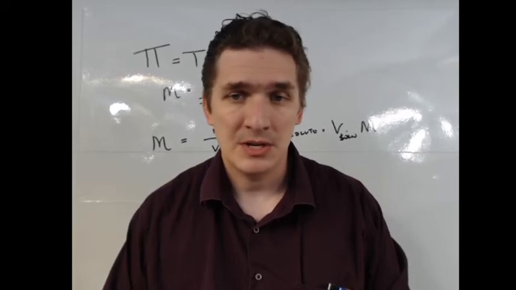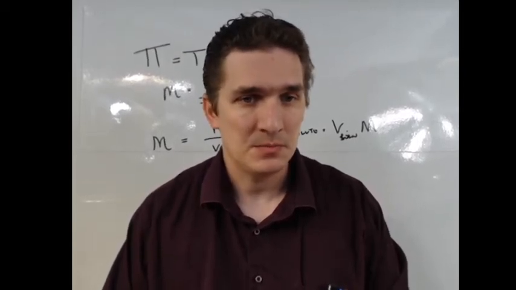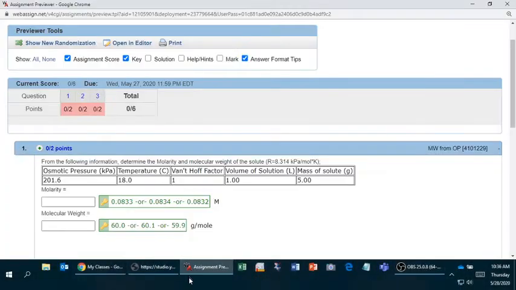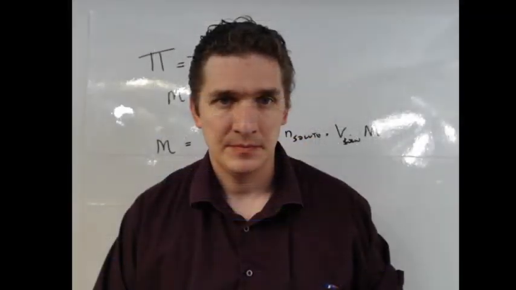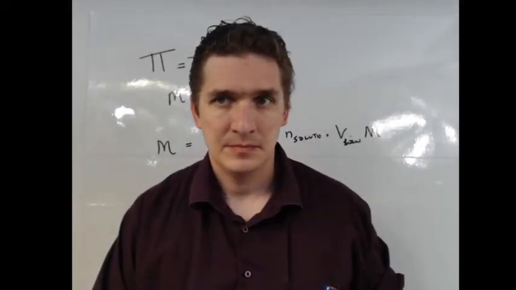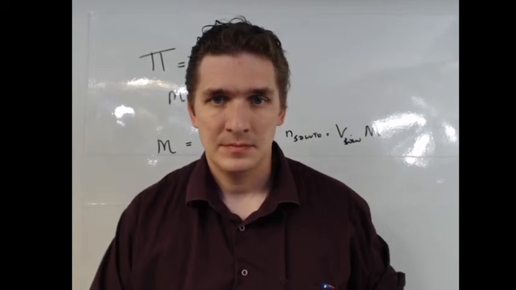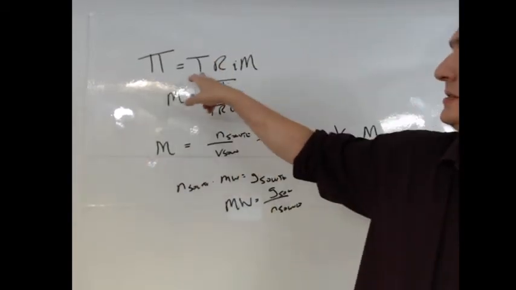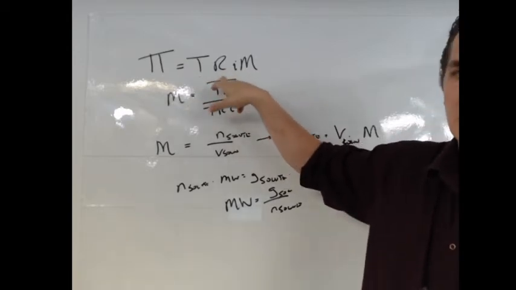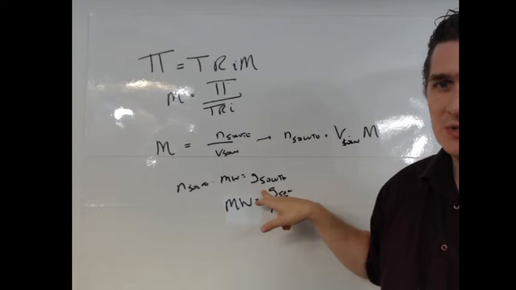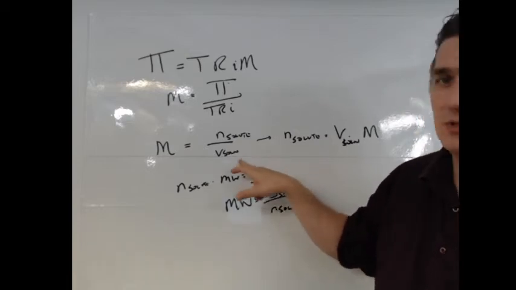So actually you do have a homework assignment that follows that same line of reasoning, so I'll just bring it up. Here you've got the osmotic pressure, pi. You've got the temperature in C, the Van 't Hoff factor is 1, the volume of the solution is 1 liter, and the mass of the solute is 5. And so you'd have the 201.6 here, converted to Kelvin, i is 1, R is 8.314, your grams of solute is 5, and your volume of solution is 1.